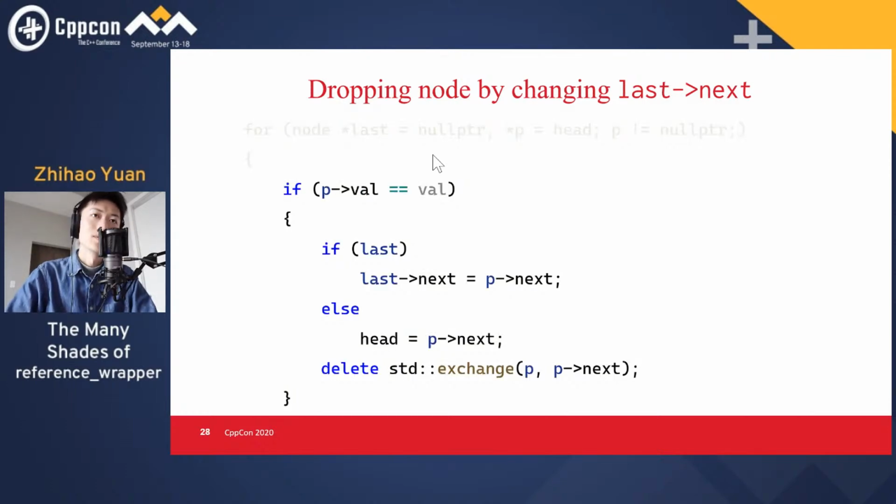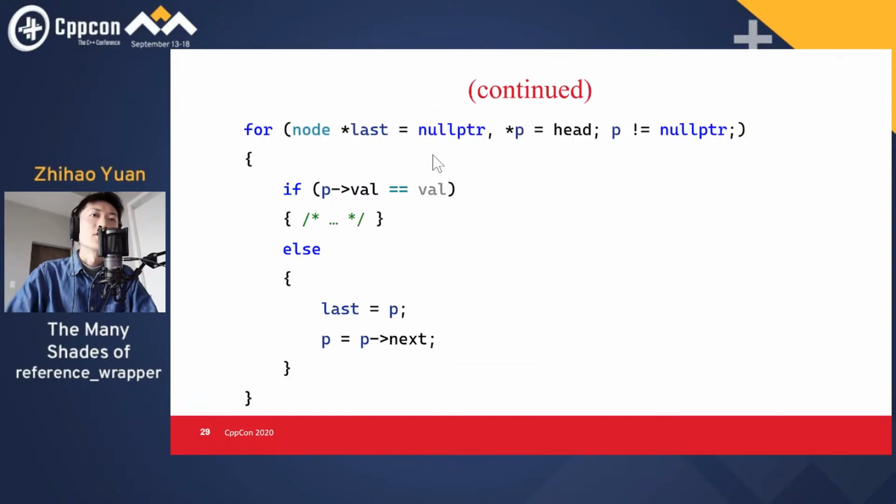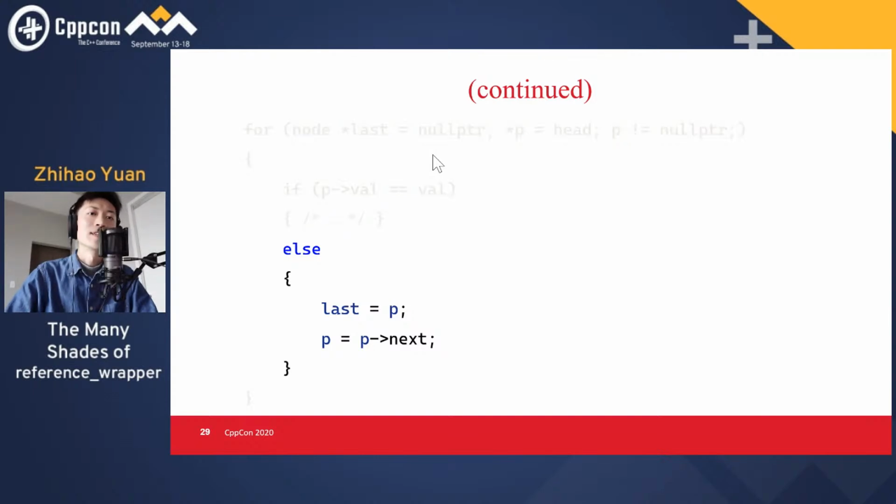And in the body of the loop, we try to find a match. If we find a match, if there is a previous node, we skip the current node using the previous node. If there's no previous node, we are able to directly modify head. After doing that, we delete the current node. Continue. If we don't find a match, we assign the current node to the previous node to save it and move forward to the next node. So this is a rather naive algorithm.